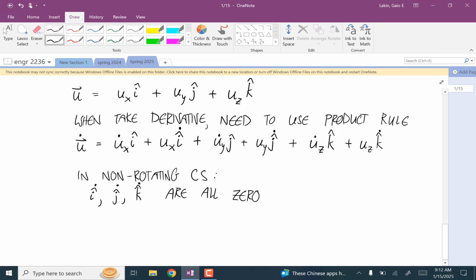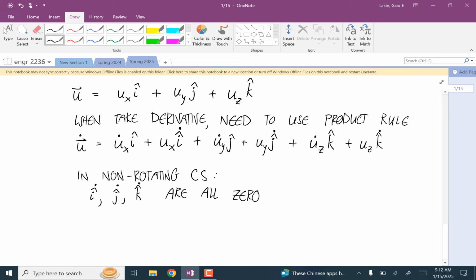Well, if the coordinate system is fixed and isn't rotating, then i always stays in that direction. j always stays in that direction. It doesn't change in time. And so if you take the time derivatives of those, you get 0. Okay? So if it's not rotating, these are 0.